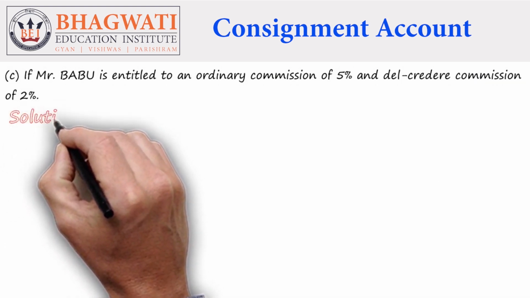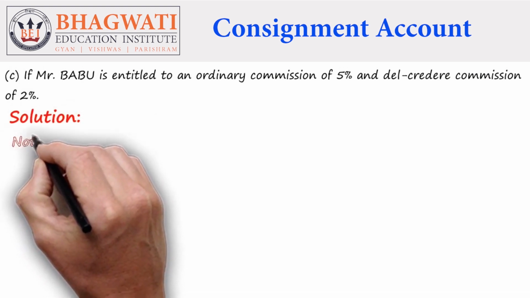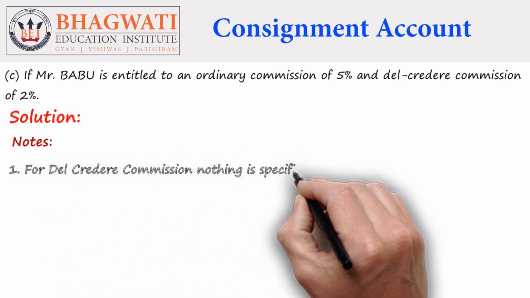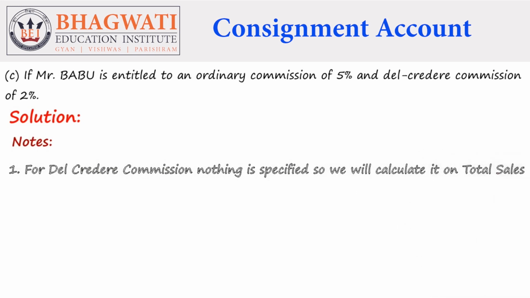So this note, if you write in your exam, it is preferable. So if we start with the solution, I'll write first note. Note number 1, this you can write in your exam. For del credere commission, nothing is specified, so we will calculate it on total sales. Next, 5% ordinary commission should be calculated on what? Total sales? Yes. 2% del credere commission should be calculated on what? Total sales? Yes. So if you don't want to calculate 5% and 2% separately, you can merge it and you can calculate directly 7% because the base is same. Your sales, total sales.